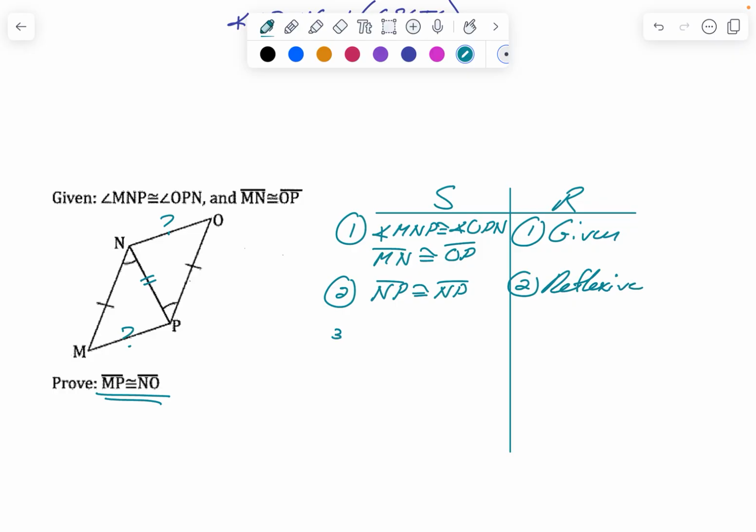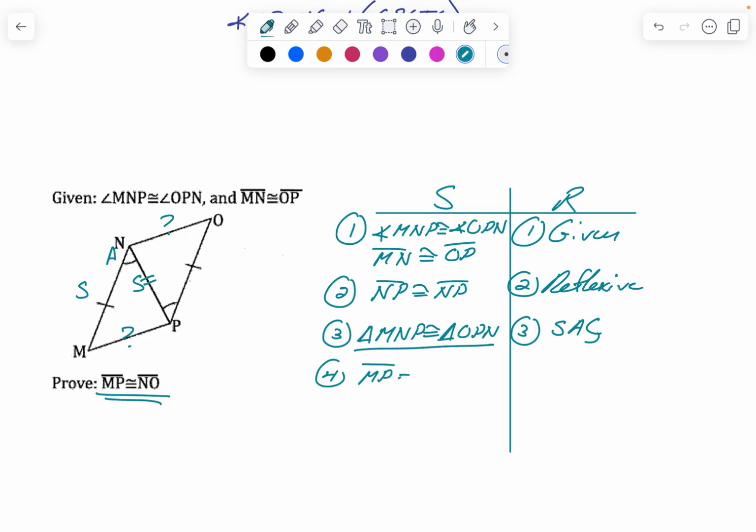And now we have enough. We have side, angle, side, see? So we can say, and this is where we got to be careful, triangle MNP congruent to triangle OPN. This must be done correctly. And that's by side, angle, side. And now we can say side MP is congruent to side NO by CPCTC. Corresponding parts of congruent triangles are congruent.